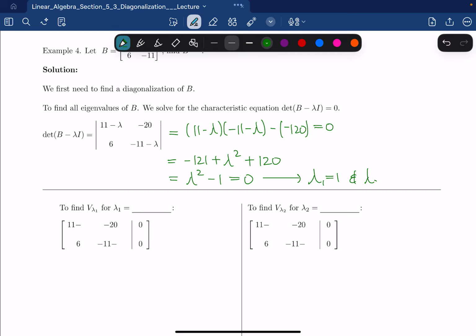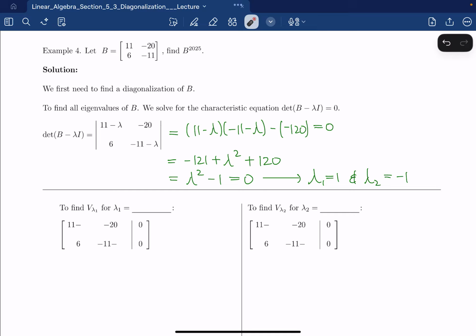Okay, the calculation here is not too bad, right? It's just a little FOIL. 11 times negative 11, right? 11 times negative lambda, negative lambda times negative 11, which is positive 11 lambda, and then negative lambda times negative lambda. So a little bit of algebra, but overall it's not too bad. Just make sure you do not forget to do this. Okay, it's a surprisingly common mistake.